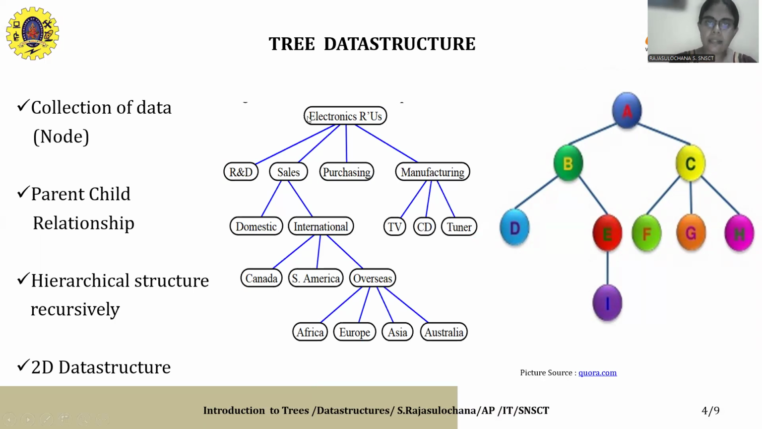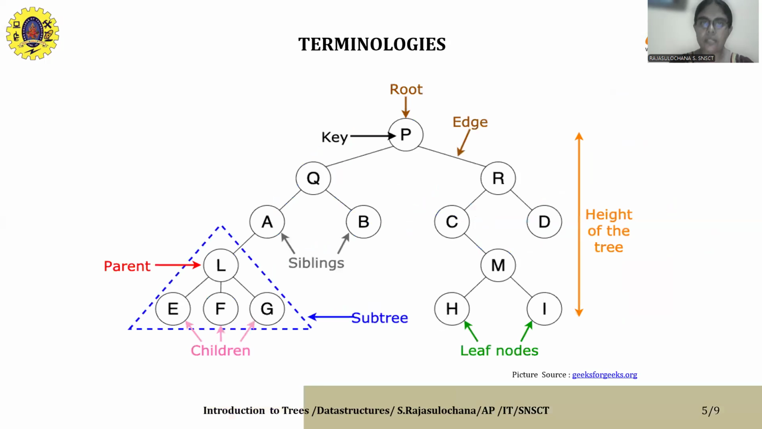So where do we apply the tree data structure? Let us take this example. It is the electronic purchase history of the US. So this electronics acts as the root node. From the root node, we have four different branches. The four different branches point to R&D, sales, purchase, and manufacturing. So these are the internal nodes. Except for the leaf nodes, all the remaining nodes are called internal nodes.